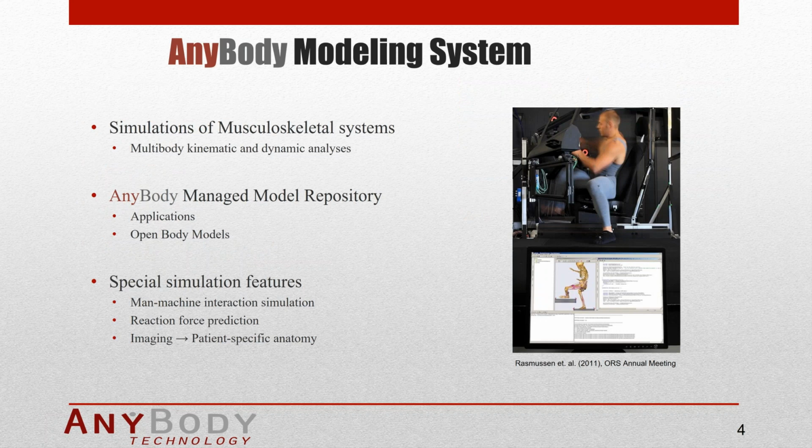AnyBody modeling system is a software that does multi-body kinematics and dynamics analysis of human-centered simulations. The software comes with AnyBody Managed Model Repository, or AMMR, which includes many application examples, as well as open body model. Essentially, AMMR is a collection of generic musculoskeletal models that are developed and contributed by researchers around the world. So if your application is one of those that are already in the AMMR, you just need to minimally change that model to adapt it to your data. Otherwise, you can start from those open body models and develop your own model with your desired entities and assumptions.